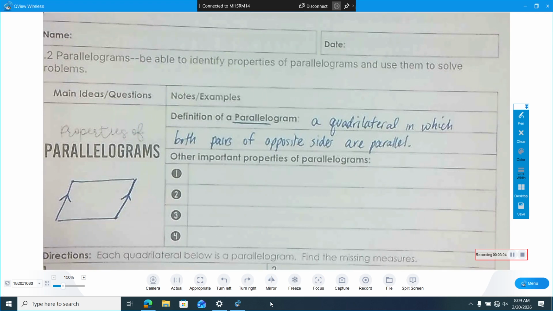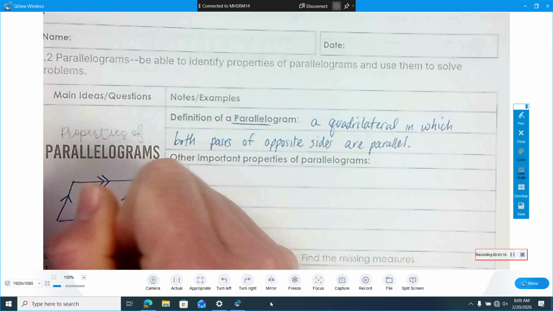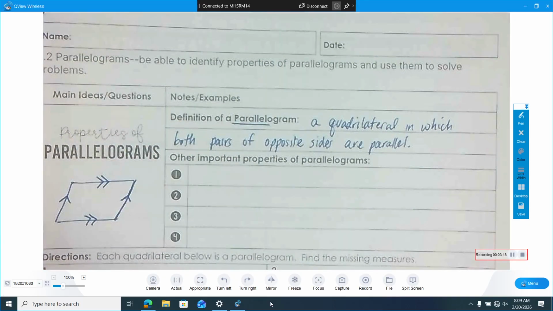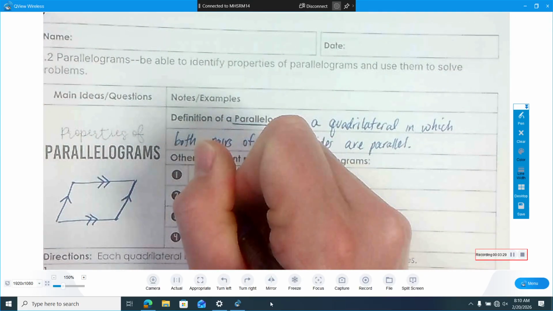They'll never touch. They never intersect. They go on forever. They are the same length. They actually are. That is true. They have the same slope. Okay, we're going to use that. Okay, so we have two pair of parallel sides. As Clayton said, they have the same length as well.